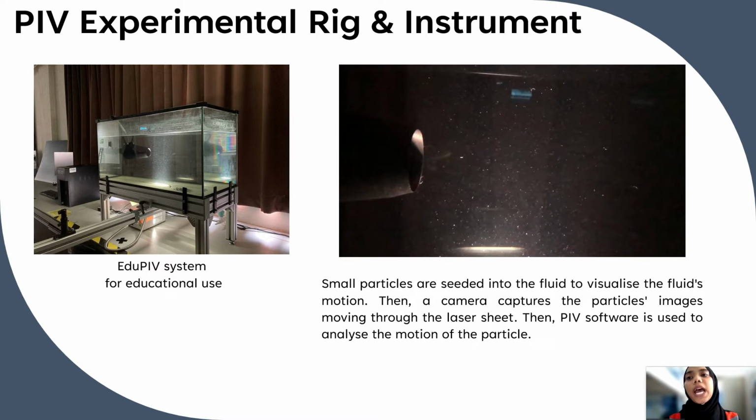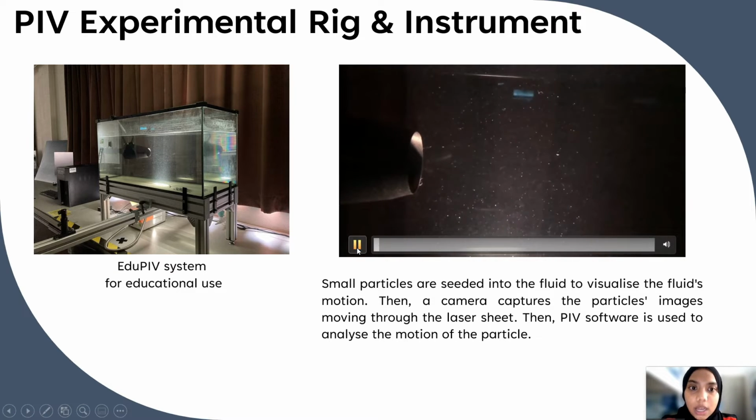Moving forward to the PIV experimental rig and instrument. This is the system that I will use for the entire research for the data analysis. On the left side is the Edu PIV system that can be found in the Dynamics Lab at Block C, and on the right side of the slide, you can see the image and how the PIV system works. The video I show here is actually captured by using a handphone, and it is just roughly to show the use of the PIV and how it basically works. So this is how it works.